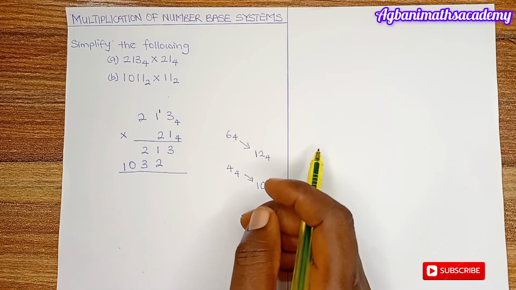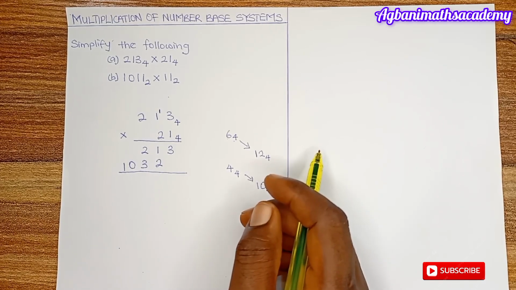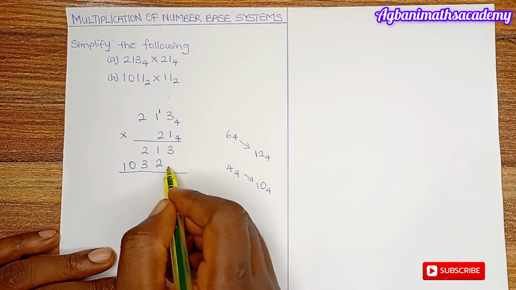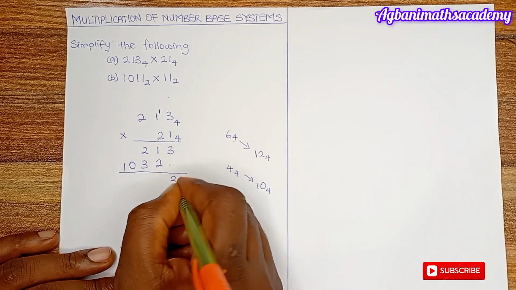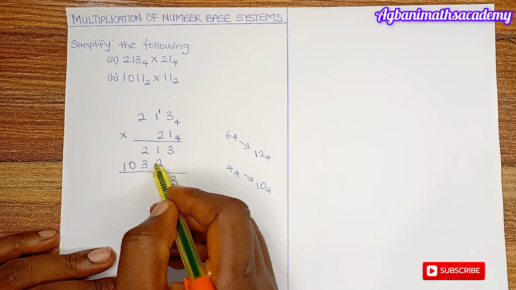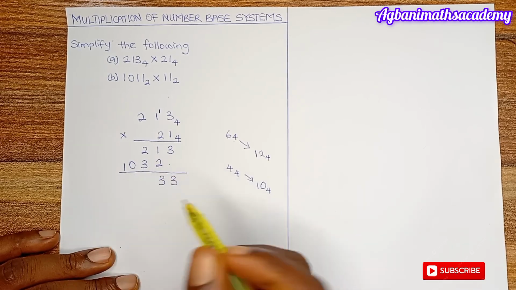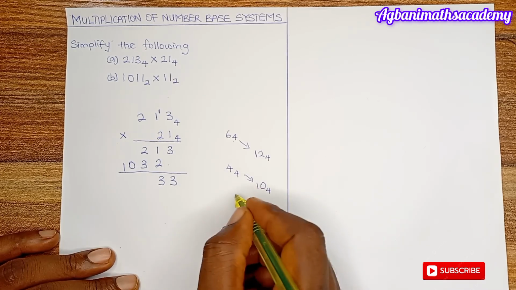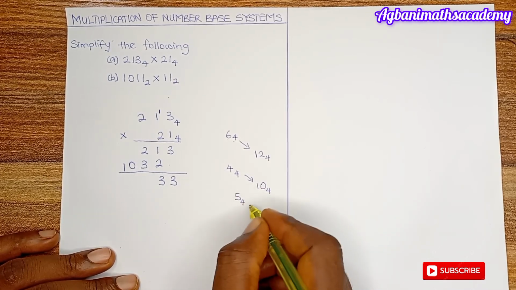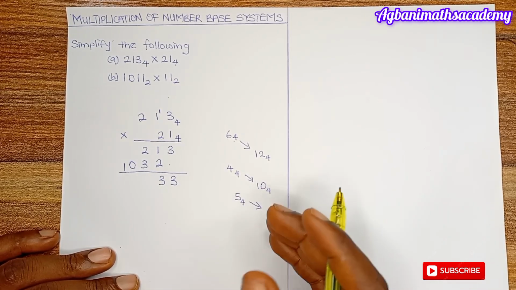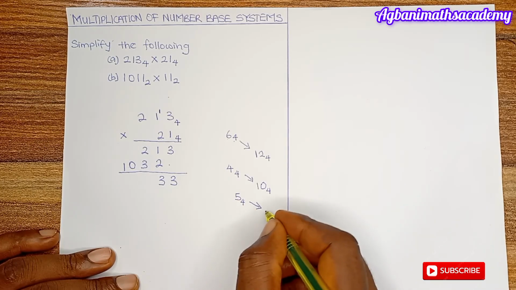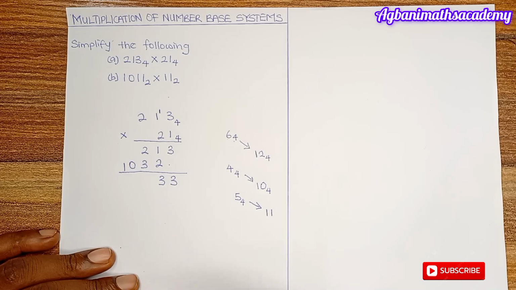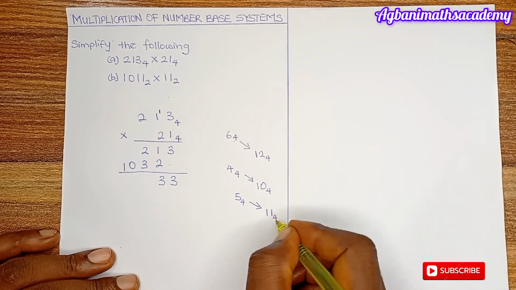Also, when you're adding the values, your answer should be less than 4. So we have 3 plus nothing, we have 3. 1 plus 2, we have 3. 2 plus 3, we have 5. But 5 base 4 is not correct. So we have to convert it to the appropriate way. So 5 divided by 4 will give us 1. Will there be a remainder? Yes, the remainder will be 1. So this means 5 base 4 is equal to 11 base 4.